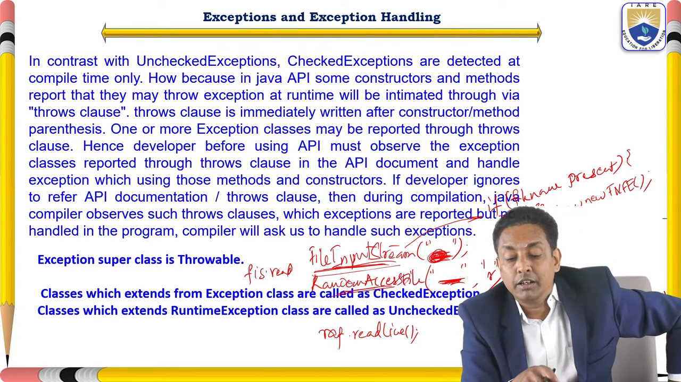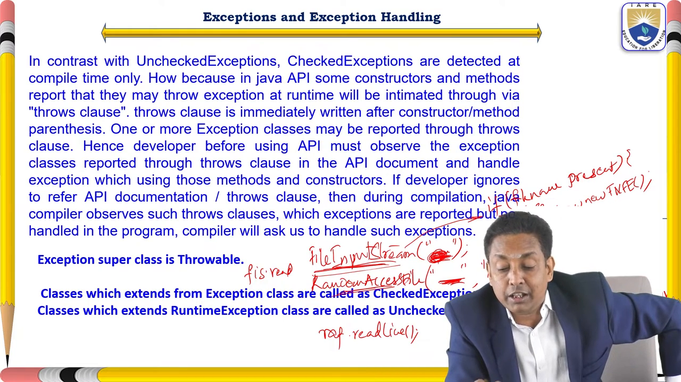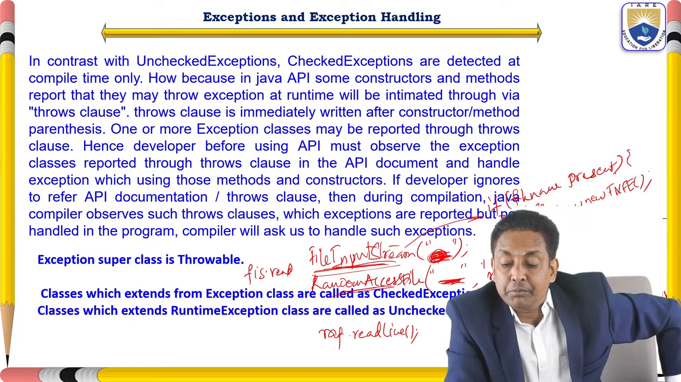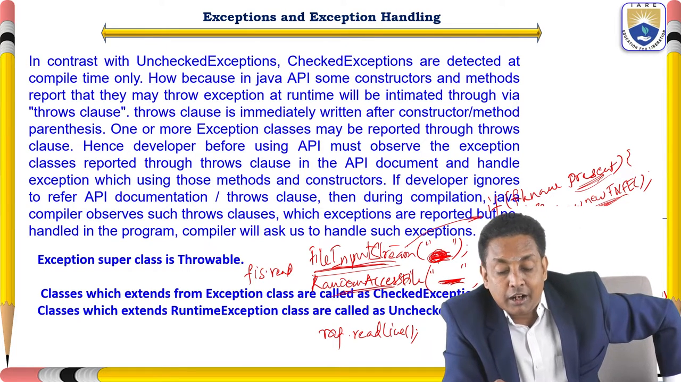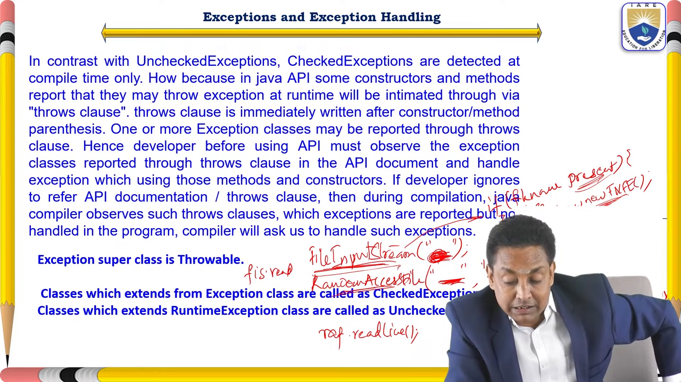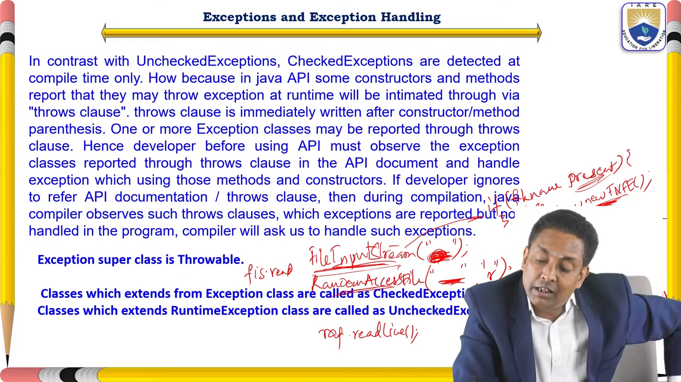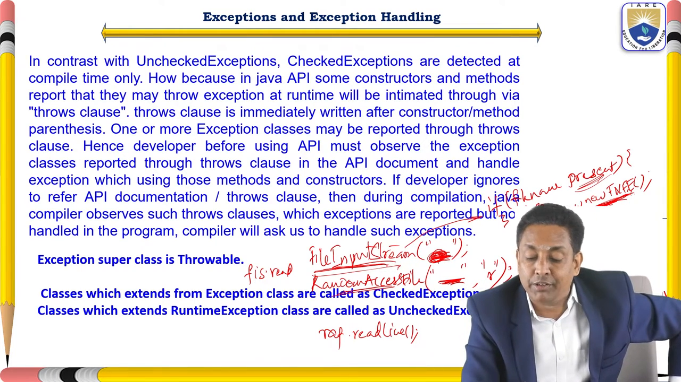What will it throw? The file input stream class constructor internally checks whether this file is available in the machine or not. If the file is not present in the machine, immediately it throws file not found exception. That is how the logic is written in the file input stream. The constructor is already written with the logic, so one day it may come to this throw statement and this file not found exception may be raised.